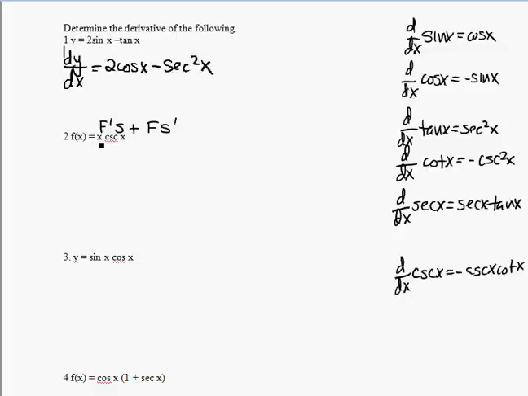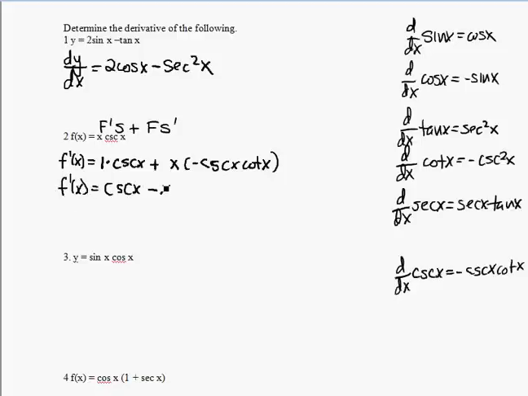Here we have a product of x times cosecant x. So we're using the product rule that I've written right above here: the derivative of the first times the second plus the first times the derivative of the second. So we have f prime of x. The derivative of x is 1 times the second function plus the first times the derivative of the second, which is negative cosecant x cotangent x. So I'm just going to make this negative up front and do 1 times cosecant x. So f prime of x is cosecant x minus x cosecant x cotangent x.